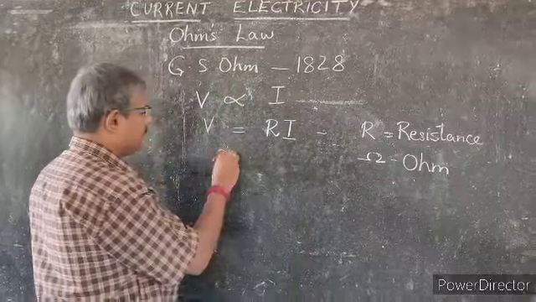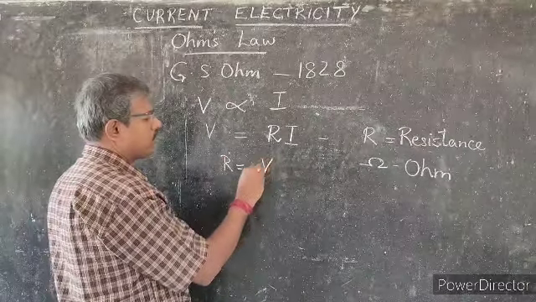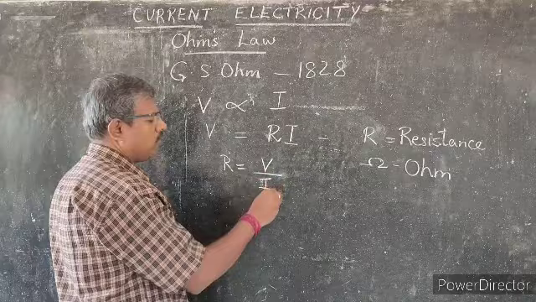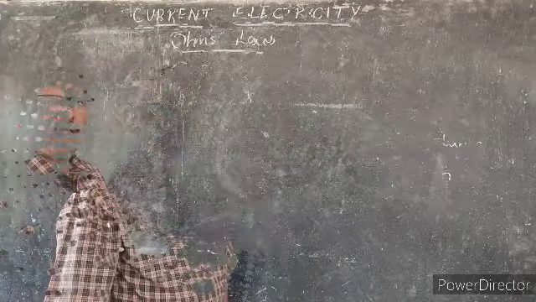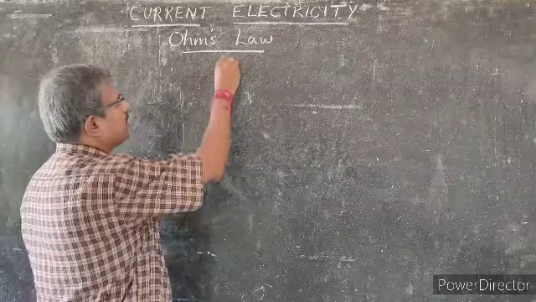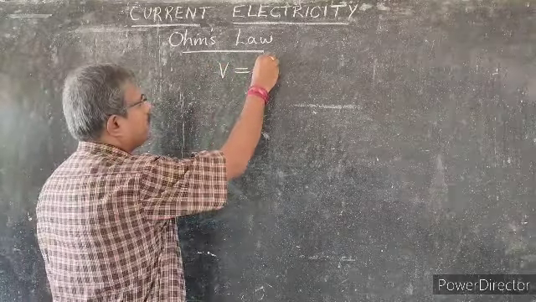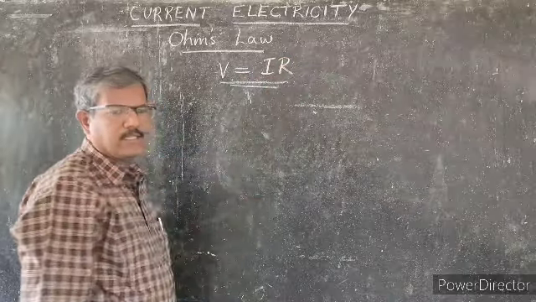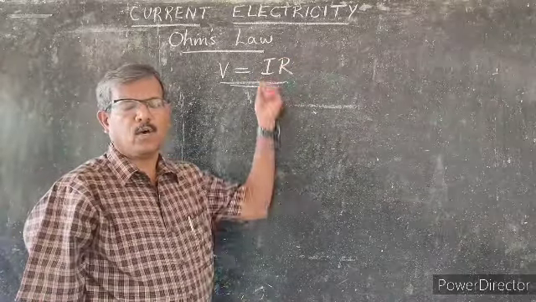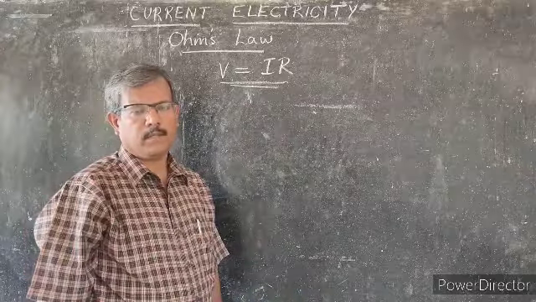So R equates to the ratio of voltage by current. This relationship V is equal to I into R is famous as the Ohm's law.